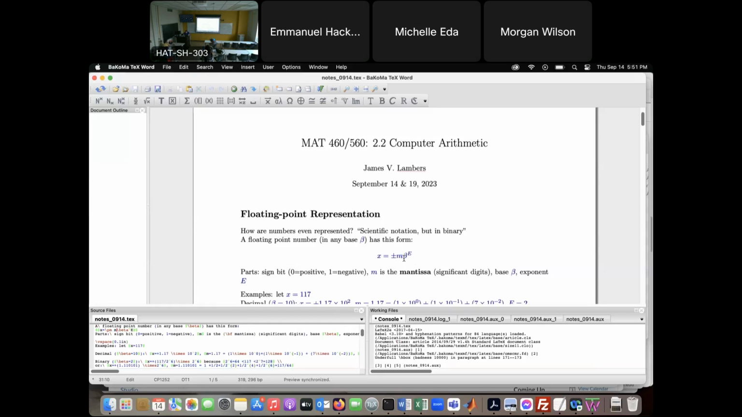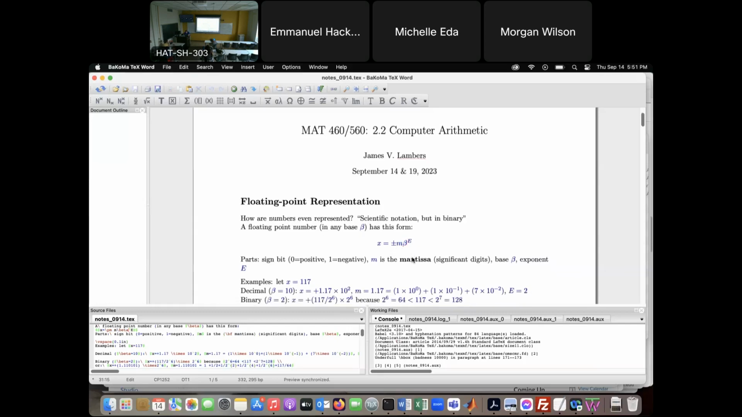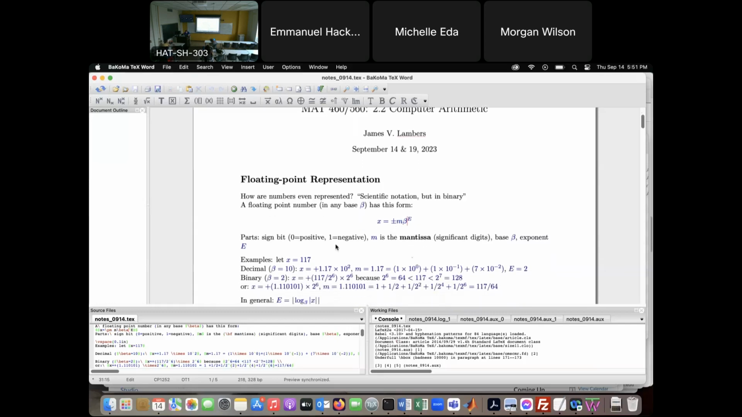Now, the base, beta, we're all accustomed to beta being equal to 10, decimal. But computers work with beta equal to 2, binary. So here's an example with the number x being equal to 117. If I want to represent this number in base 10, so beta equal to 10, then I'm thinking of it as plus 1.17 times 10 squared. So the exponent capital E would be 2.